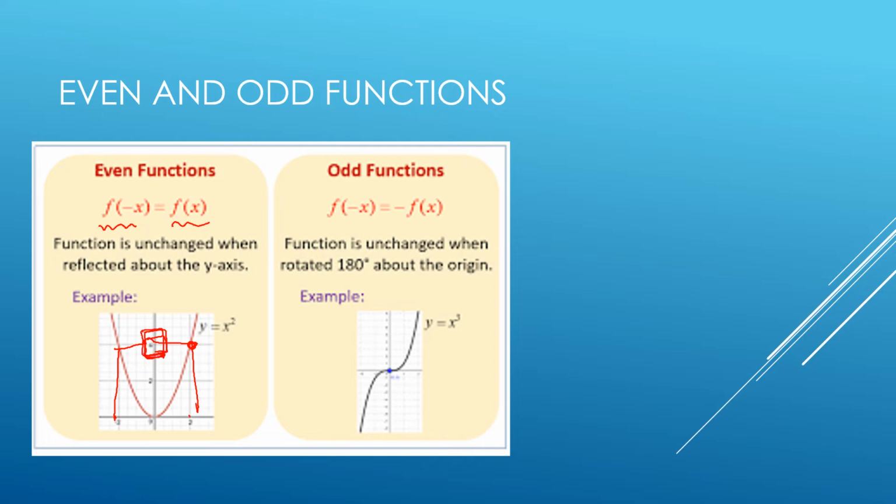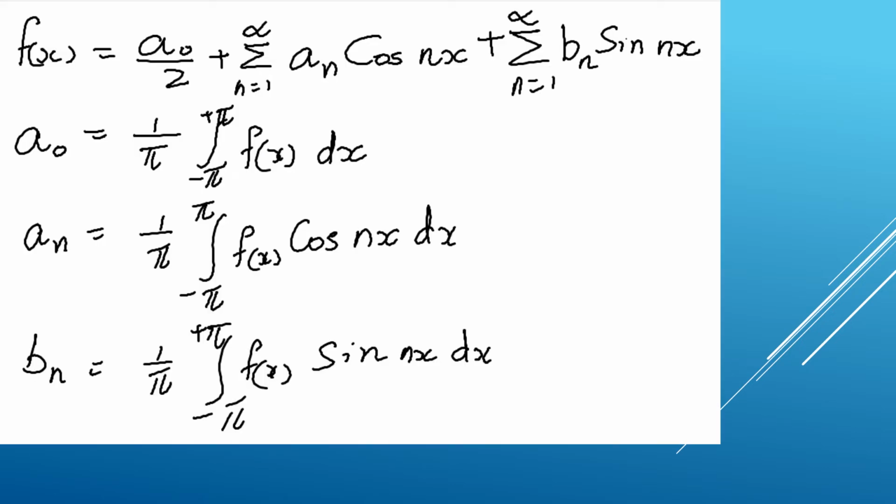So this is an even function. What is an odd function? If f of minus x, f of negative x, is equal to negative of f of x, it's called an odd function. Here you can see when you put a positive value of x, you get one value of y. When you put a negative value of x, you get the same value of y but with a negative sign. Whatever answer you got for f of x, you will get the negative of that answer for f of minus x. That is an odd function.